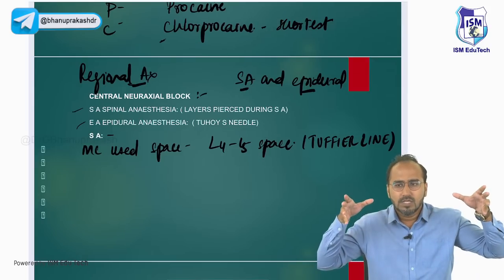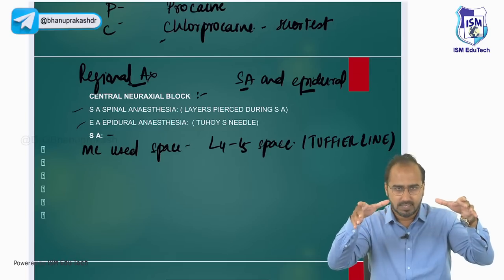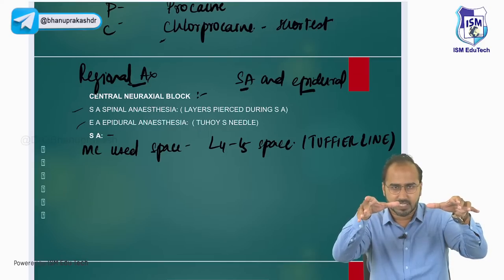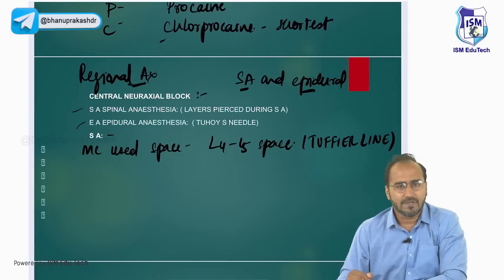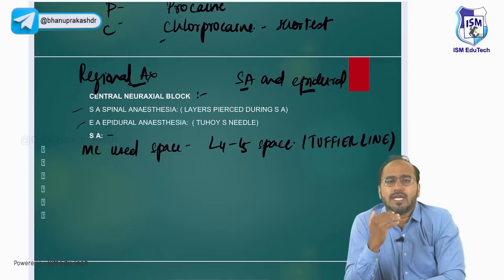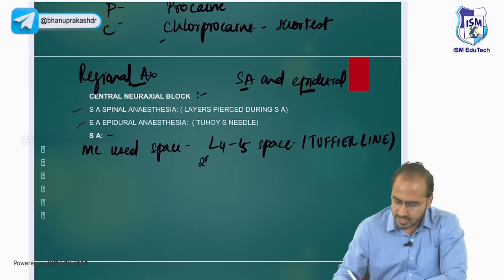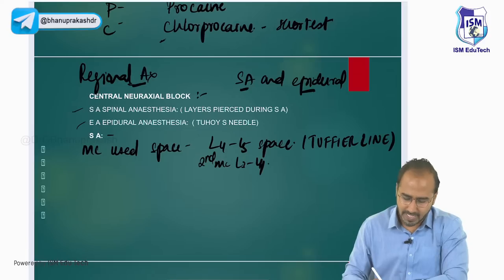Just look over here. You go at the back of the patient, keep your hands on the iliac crest, highest point of the iliac crest. Make your thumbs like this. If your thumbs are corresponding, that corresponding line is called Tuffier's line. It basically corresponds to the L4, L5 space. The most commonly chosen space is L4, L5. The second most common is L3, L4 space. So that is the space that we choose in spinal anesthesia.